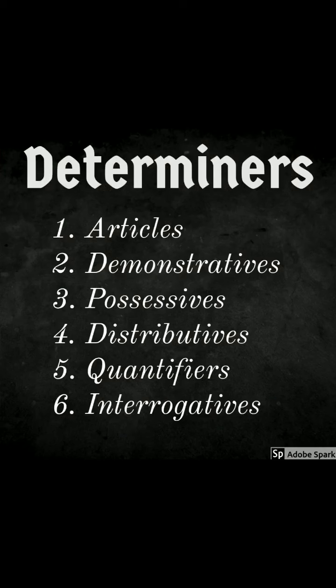There are different kinds of determiners. They are articles, demonstratives, possessives, distributives, quantifiers, and interrogatives. Let's now begin with articles.